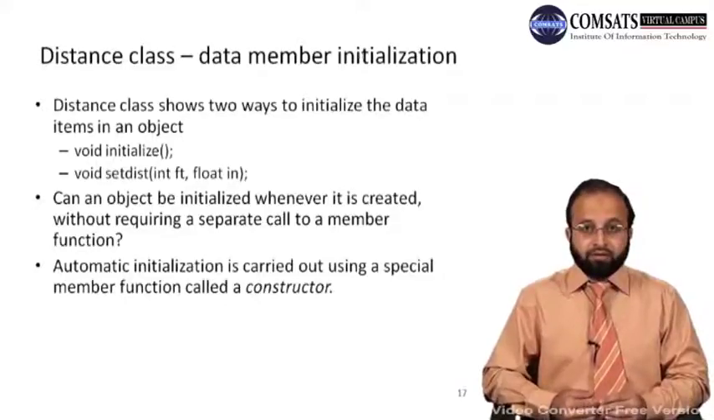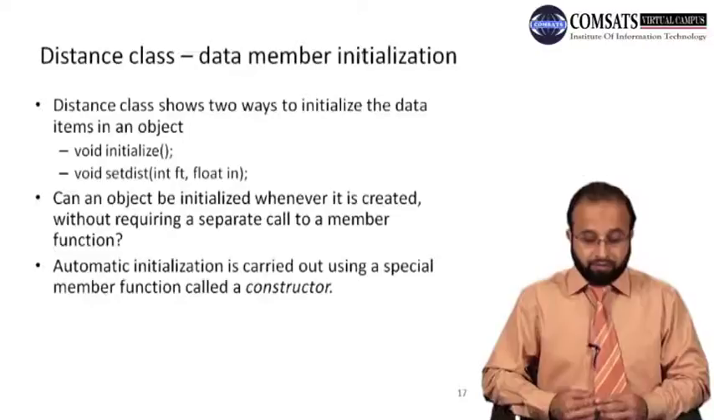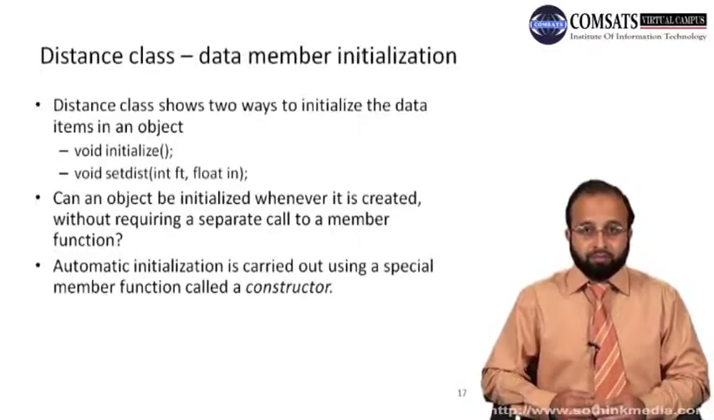Let me summarize today's lecture. In today's lecture we have seen the access specifiers, private and public. We have seen some examples, that is the grad book example, a book class example, and the distance class example, yes, these three examples. And in the next lecture we will see what a constructor is, why we need a constructor, what is the function of the constructor, and we will see some examples.